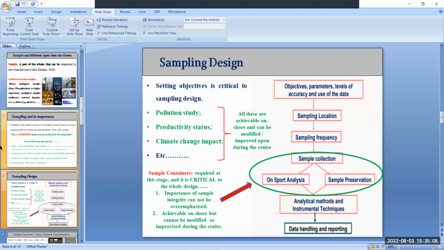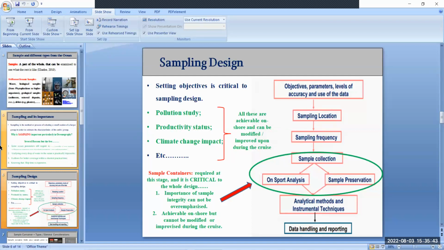And all these are achievable onshore, right there in your laboratory. You need to be able to look into that. They are all achievable, and you can even improve and modify them during the cruise. As you are going, you can look at it again. So all these are flexible and achievable at any given point. You need to be able to establish your sampling location. Where do you want to actually sample? Where can you get the best representation of the sample? You need to establish that. What is the sampling frequency?